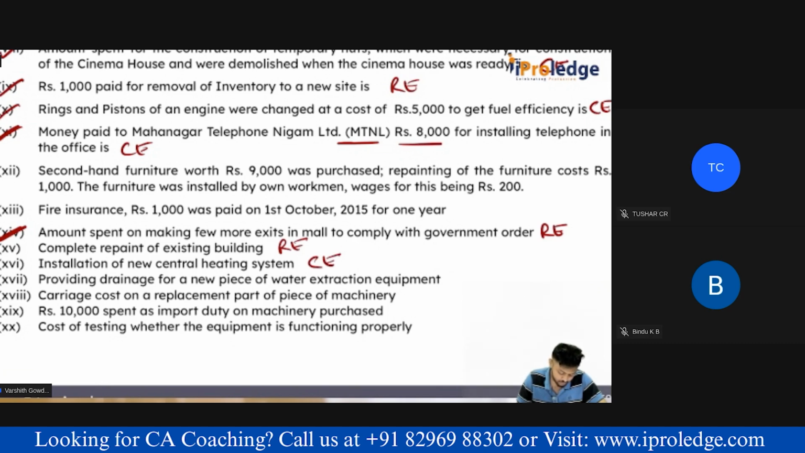Then what? Cost of testing whether the equipment is functioning properly. Before using the equipment, you are doing some testing. So is it capex? Why? It is necessary for using the asset, directly attributable. For me to use the asset, it is important for me to test it. Without testing, can I use it? No, it's directly attributable. That's why they are not mentioning it. Good one.